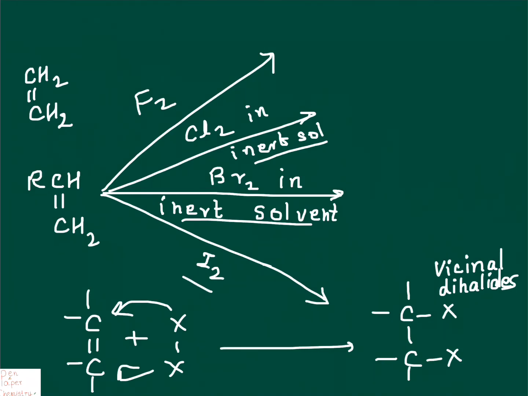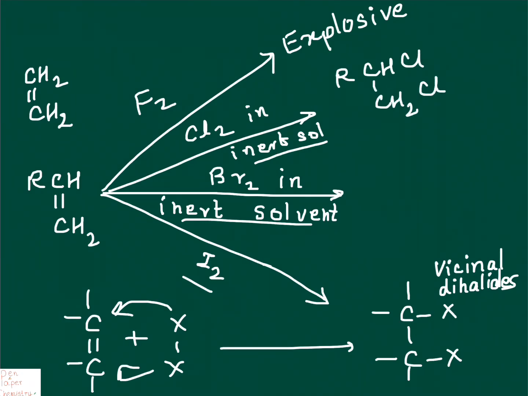Interestingly, we will not carry out the reaction with fluorine because we noticed in the case of alkanes also, remember, the reaction gets explosive. So we do not usually carry out this reaction. Let's do the reaction with chlorine. RCHCl single bond CH2Cl. It's a dihalide.